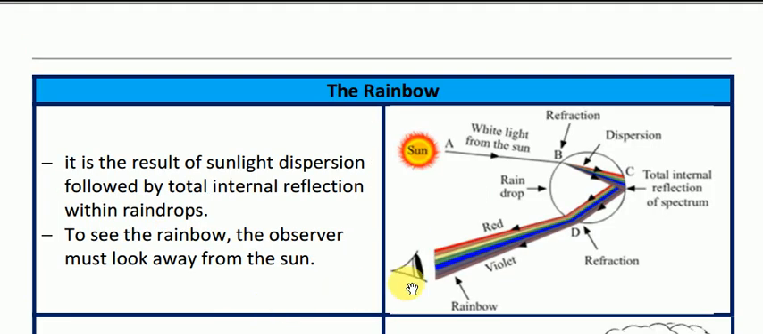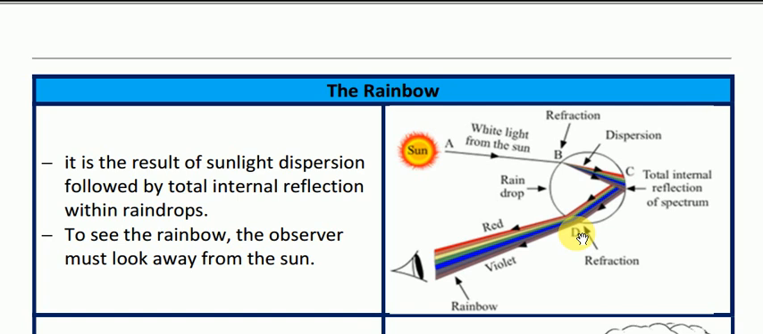Total internal reflection and dispersion occur in the rainbow. When sunlight enters a raindrop, it is dispersed into its constituent spectral colors. Under certain circumstances, the angle of incidence is such that total internal reflection then occurs within the drop. The dispersed light finally emerges, each wavelength or color making a different angle with the horizontal.